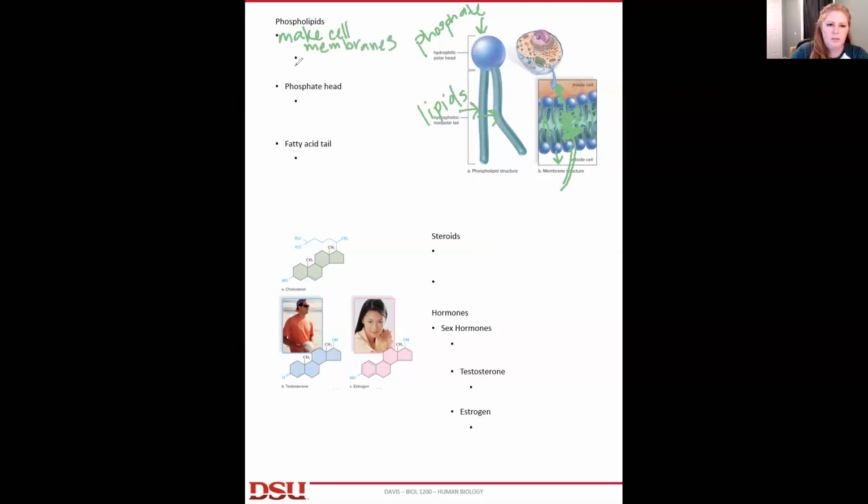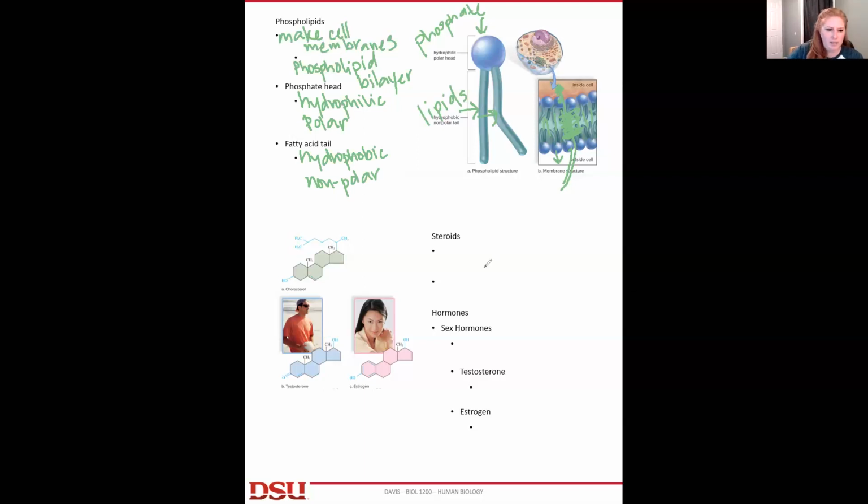And those cell membranes are called the phospholipid bilayer. So again, we've got the phosphate head, hydrophilic and polar. And we have the fatty acid or lipid tails, which are hydrophobic and nonpolar. Okay, and we'll talk about these a little bit more again when we get into the cell.